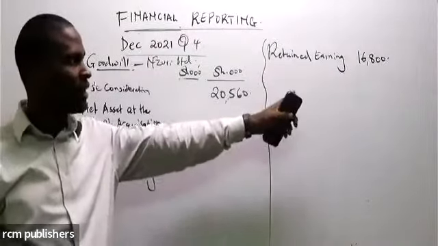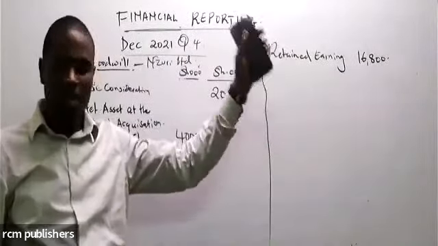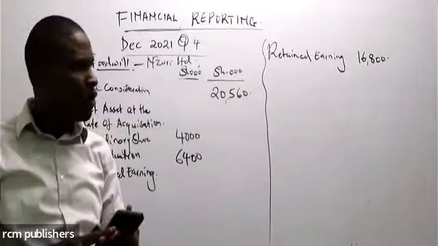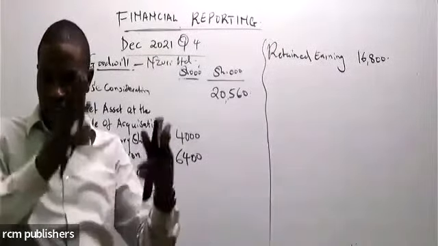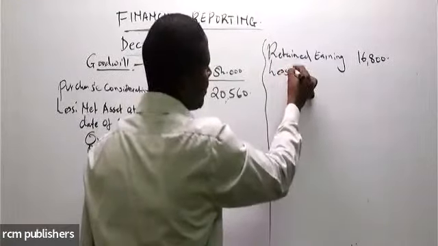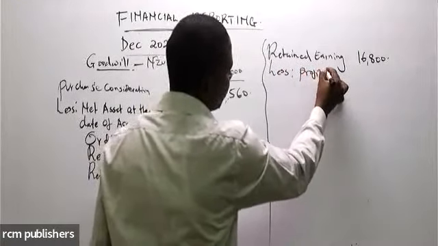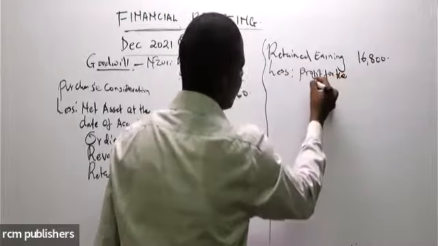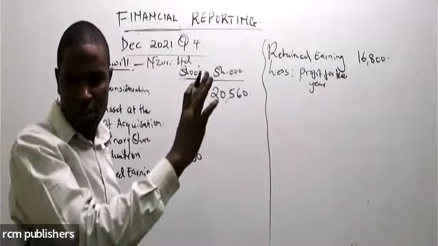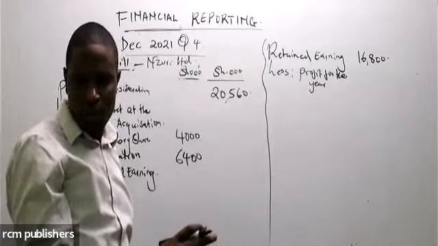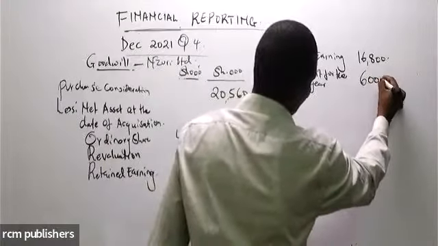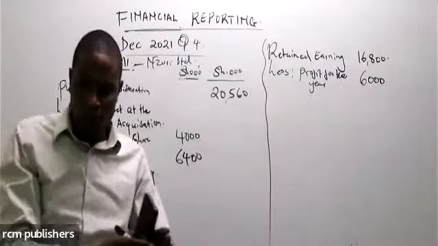For the retained earnings, retained earnings for Zuri Limited is 16,800 as per the balance sheet. And then we were to look at the profit that it generated for that year. Profit is now in the income statement. What was the profit? Profit for the year, reported profit is 6,000. But remember, the 6,000 was profit for the whole year.